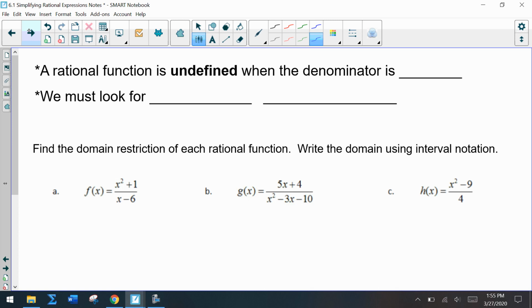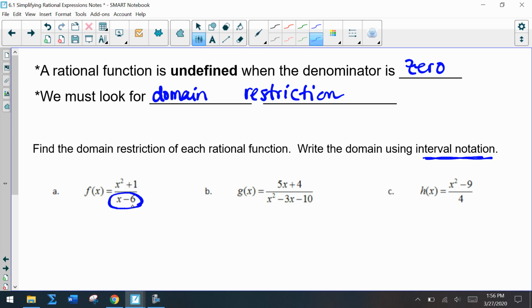So a rational function is undefined when the denominator is 0. And then we must look for the domain restriction. The domain restriction is going to tell us a lot about what the graph will look like. So for these three examples, I want you to find the domain restriction of each rational function and then write the domain using interval notation. This is a little bit of a throwback, so we have to remind ourselves what interval notation is. But if this denominator cannot equal 0, we need to find out the value for when it does equal 0, so we know that x cannot equal 6.